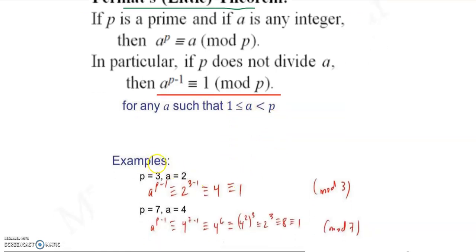Here we see the examples. If p is equal to 3 and a is equal to 2, you can see here p does not divide a, which means 3 does not divide 2. Therefore we can write a to the power p minus 1 is congruent to 1 modulo p. Here a is 2, so 2 to the power 3 minus 1, so 2 to the power 2, that is 4, is congruent to 1 modulo 3. Here p is 3.